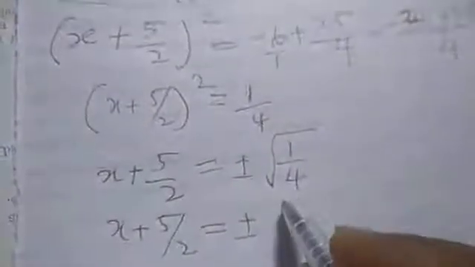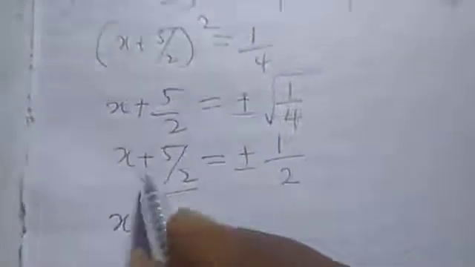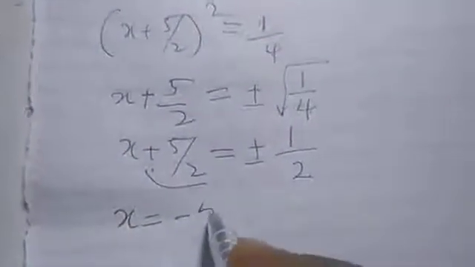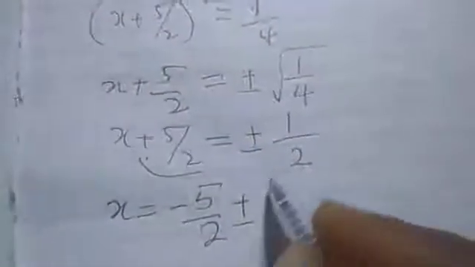This is s plus 5 over 2 equal to, don't forget you must first put the square root before you put 1 over the square root of whatever is there. So this is s plus 5 over 2 equal to plus or minus the square root of 1, which is 1, over the square root of 4, which is 2. So what do we now do here? I need to transfer this one to the other side. This is plus 5 over 2. When it goes to the other side, it becomes minus 5 over 2, and this one plus or minus a half.